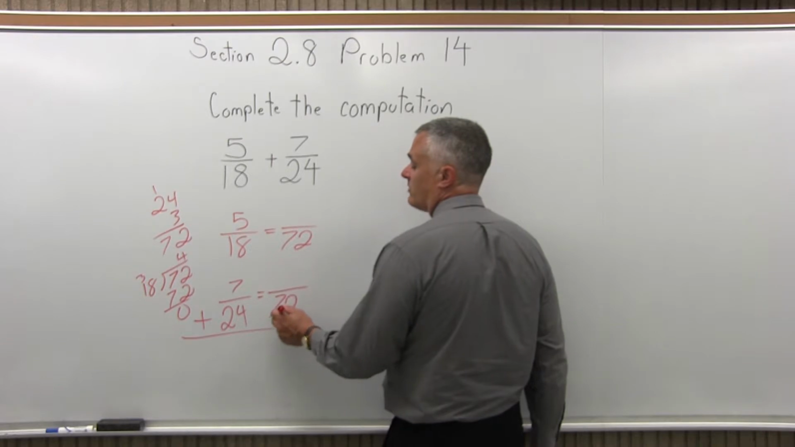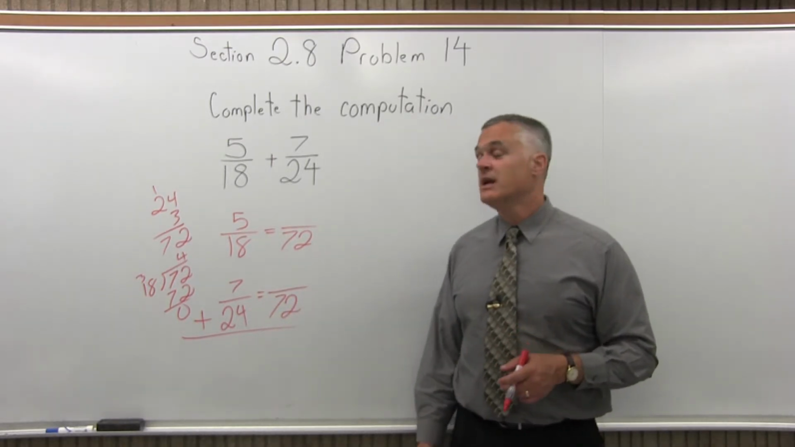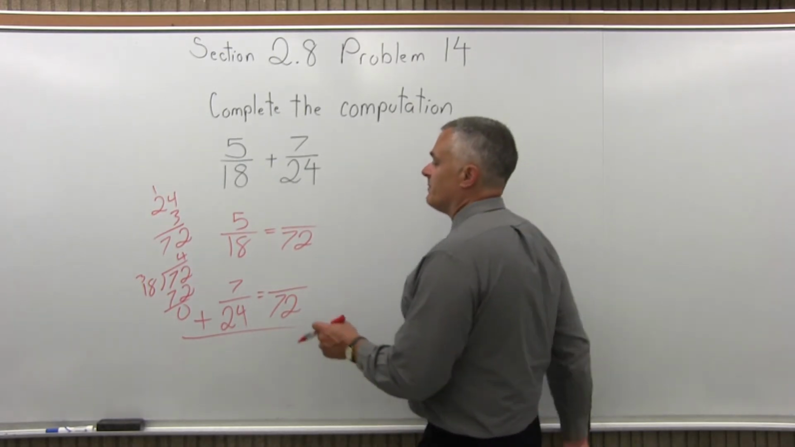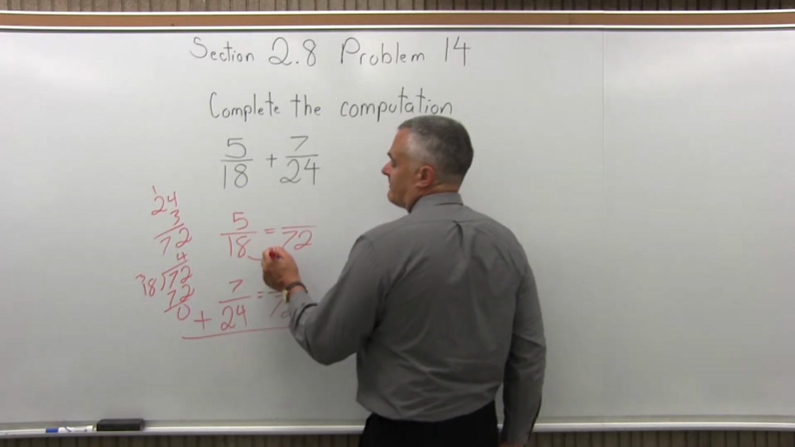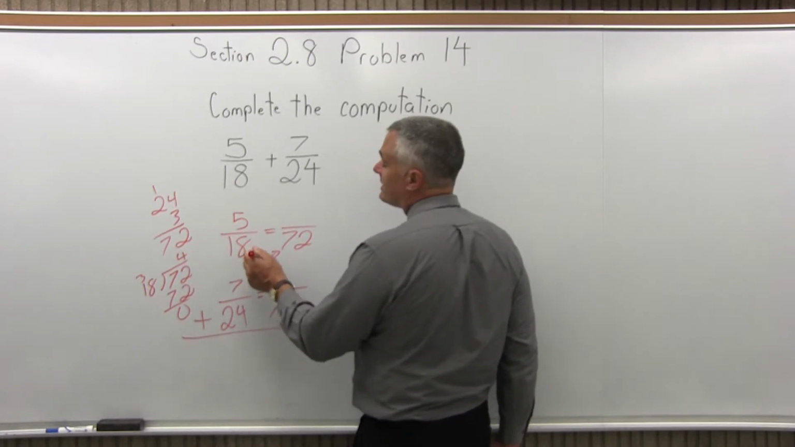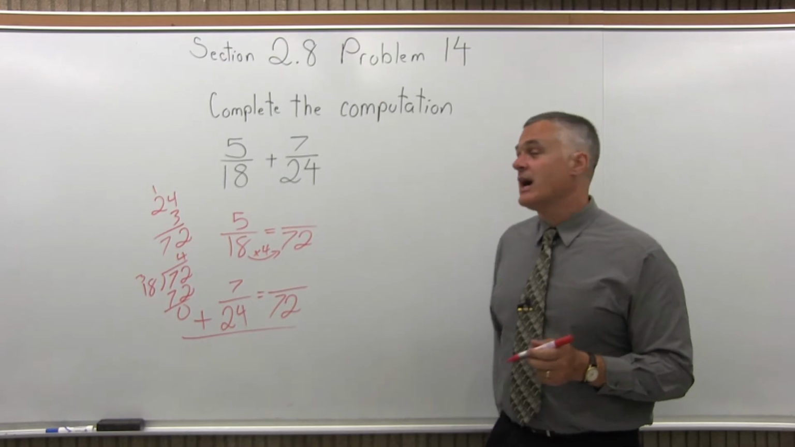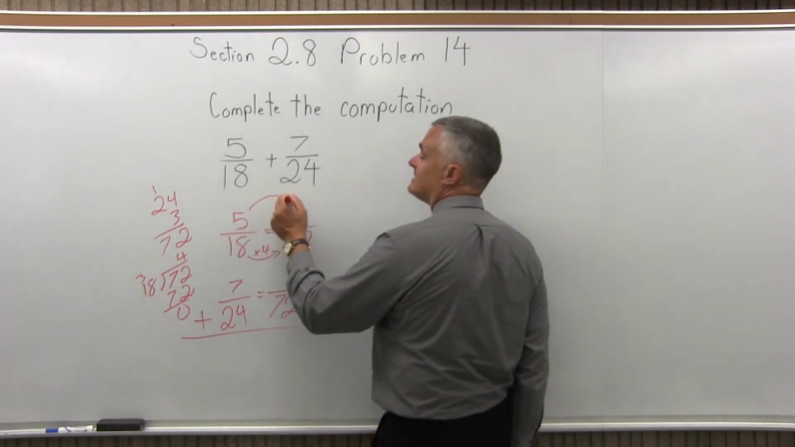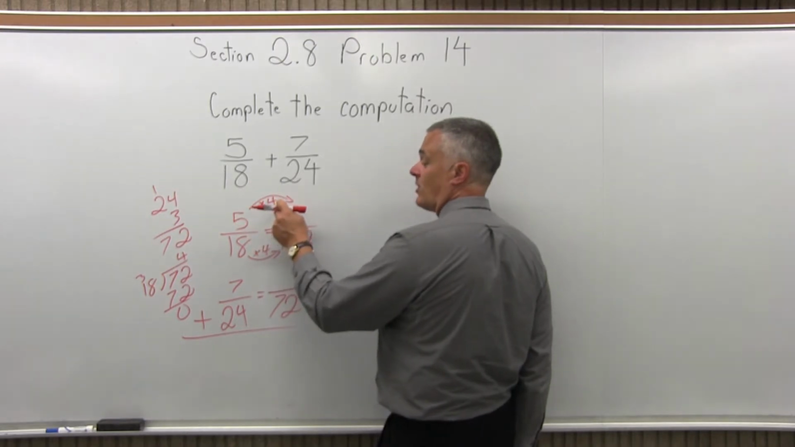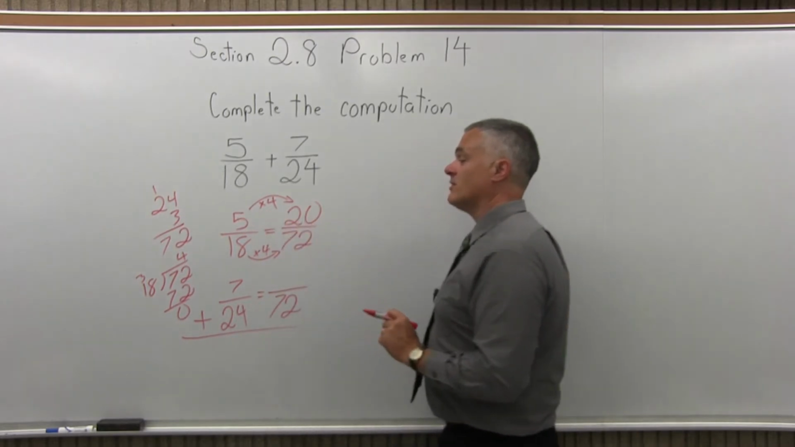So I will write an equivalent fraction next to each of the original fractions with a denominator of 72, and now I need to figure out what the numerator will be to make those fractions equivalent. So 5 over 18. 18 times some value is 72. Well, because I did the work, I know that value is 4. 18 times 4 is 72. So now the numerator 5 times that same value will give me my new numerator. 5 times 4 makes 20. 20 over 72 is equivalent to 5 over 18.